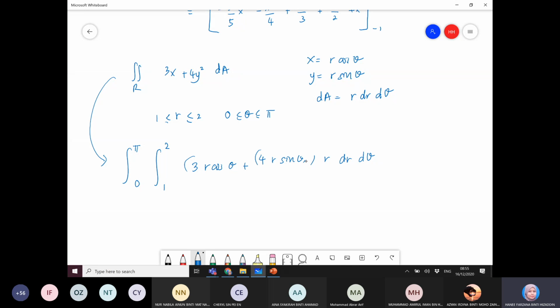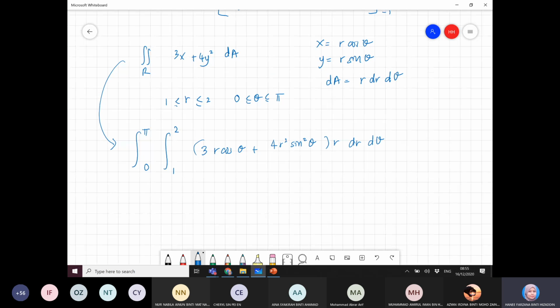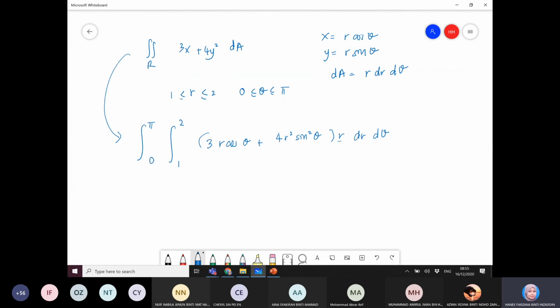So just put 4r squared sine squared theta. Then because you have this r here, you want to put it inside the integral. So here you have r squared, and here you have r cubed, so 4r cubed sine squared theta dr d theta.